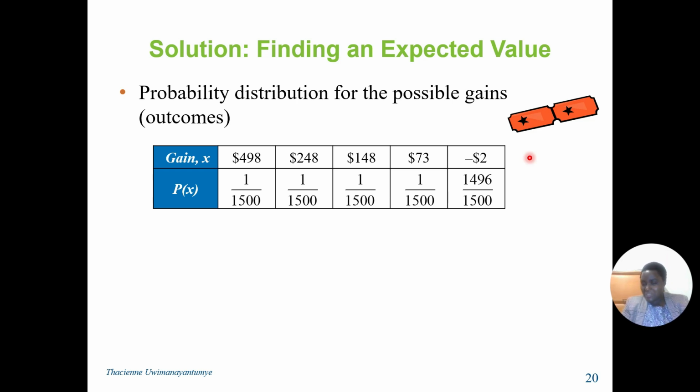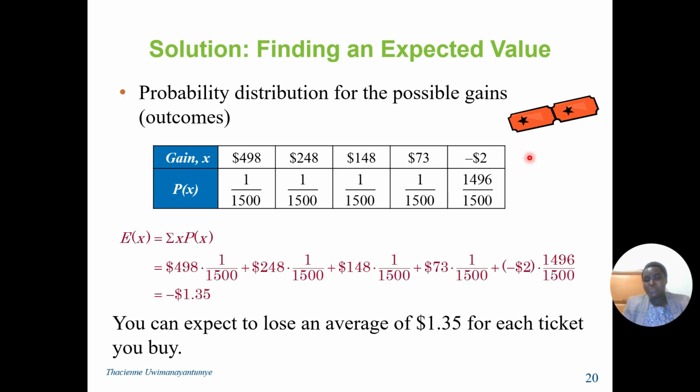As I have told you, the expected value is equal to the mean. So here we need to calculate the mean of this probability distribution. And as we have done before, the mean is the sum of the product of the values times their corresponding probability. So we take this 498, we multiply by its probability 1/1,500, this times this, and we sum them together. And when we calculate this and sum them together, the sum will be minus $1.35.